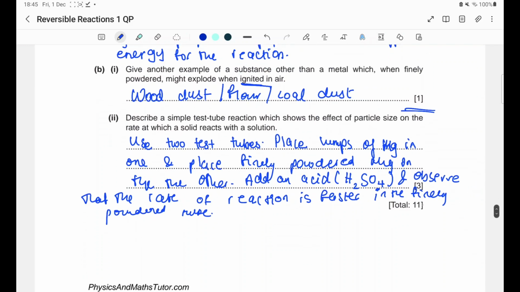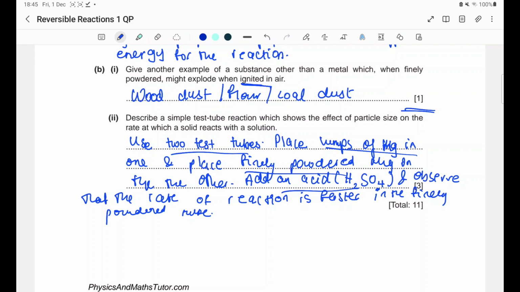Now this is 3 marks, so you presented 3 points. 2 test tubes, place lumps and finely powdered in one each, add the acid. That would come in with your second point. And observe that the rate of reaction is faster in the finely powdered tube. That's your conclusion.